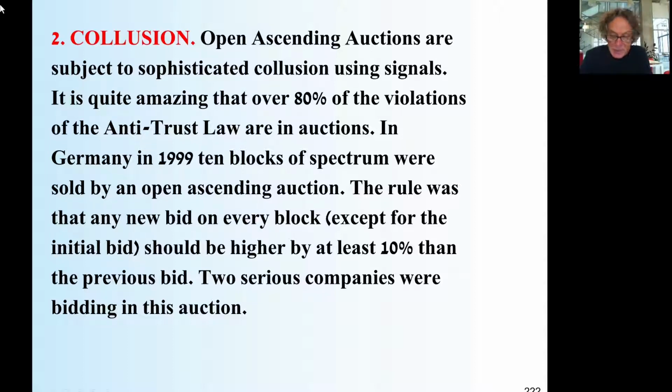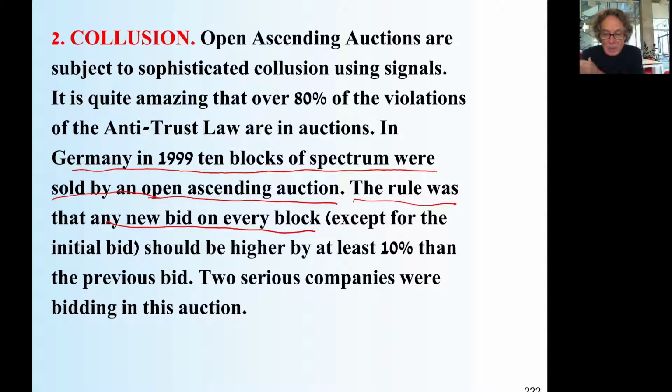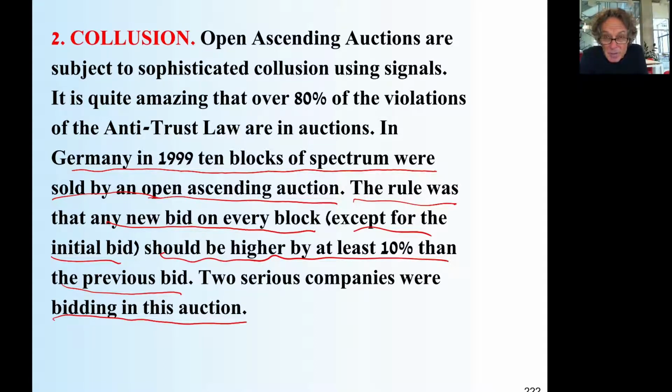Let me give you an example. This is a great example. In Germany, in 1999, 10 blocks of spectrum were sold by an open ascending English auction. The rule was the following: any new bid on every block, so you can bid on every block, except for the initial bid, should be higher by at least 10% than the previous bid. And there were two serious companies bidding in this auction. One was T-Mobile, the other one was Mannesmann, that was acquired, I think, by Vodafone.